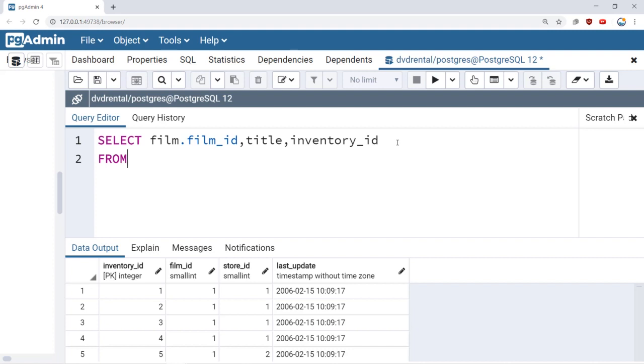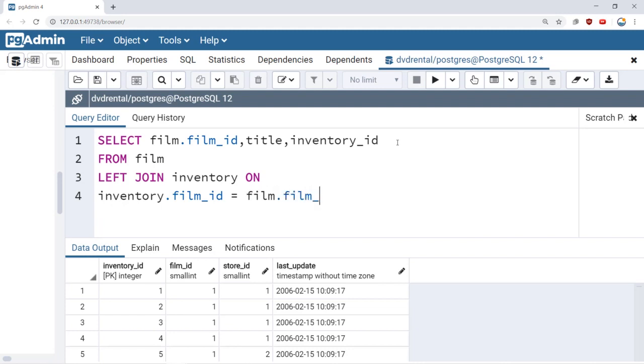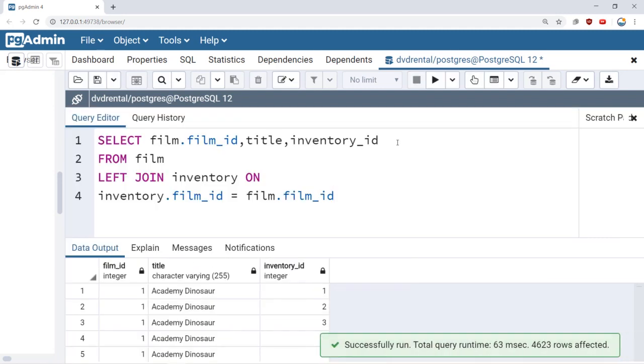And this is where we're going to do our join. We'll say select from film left, and you can say either left outer join or just left join. Those are syntax-wise the same thing. And we're going to say inventory on inventory.film_id equal to film.film_id. We run this and note what we're having here.